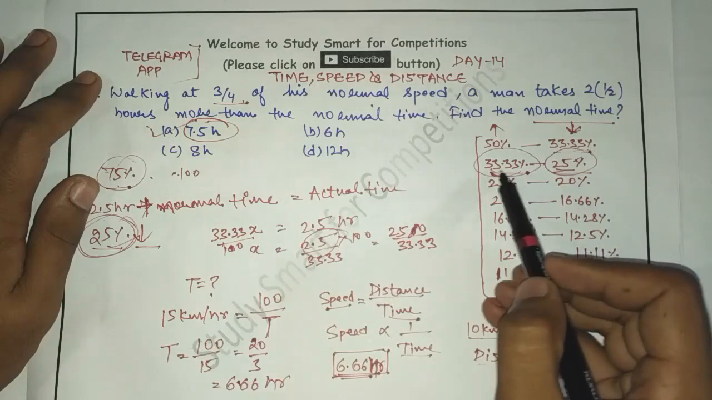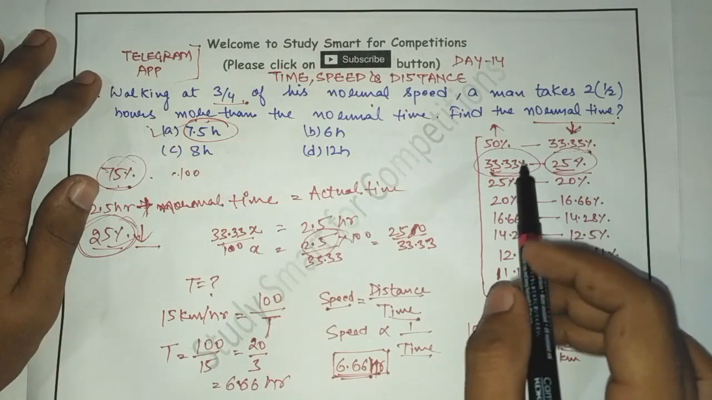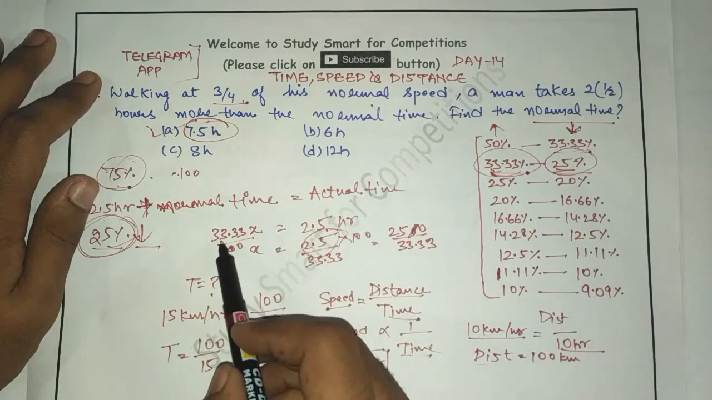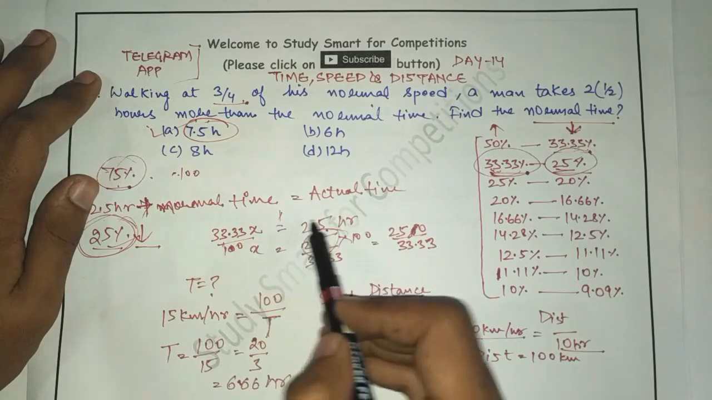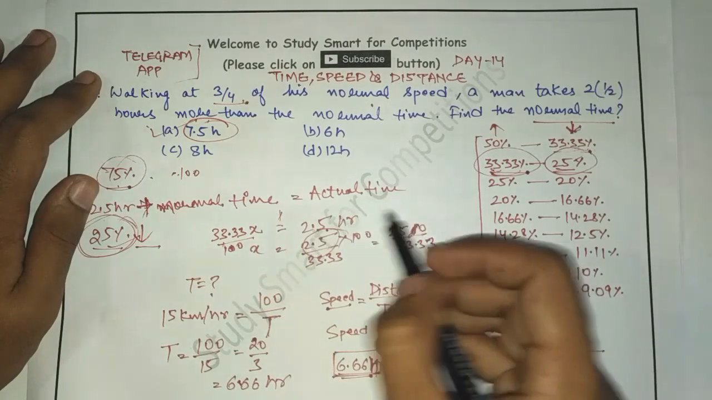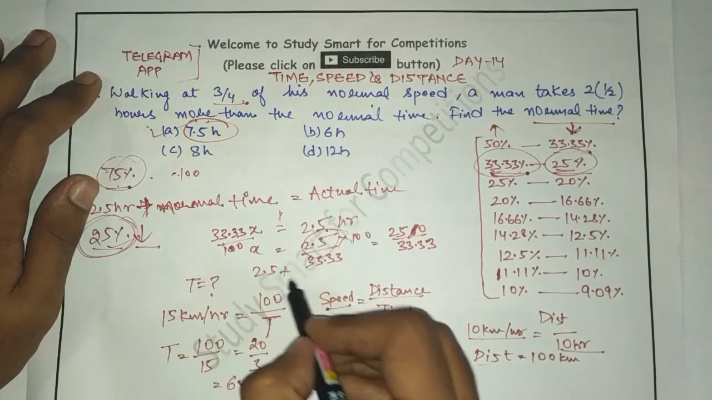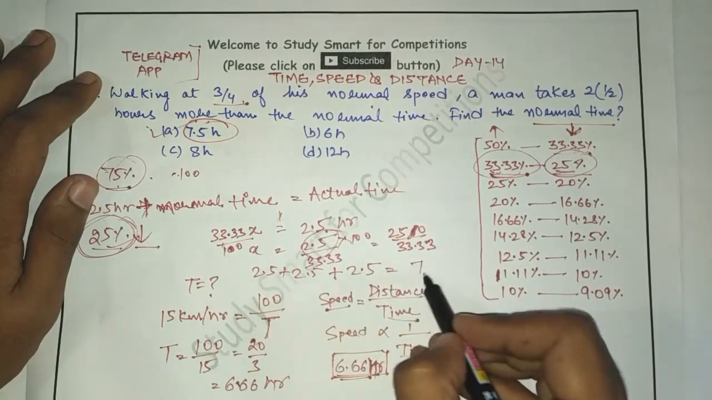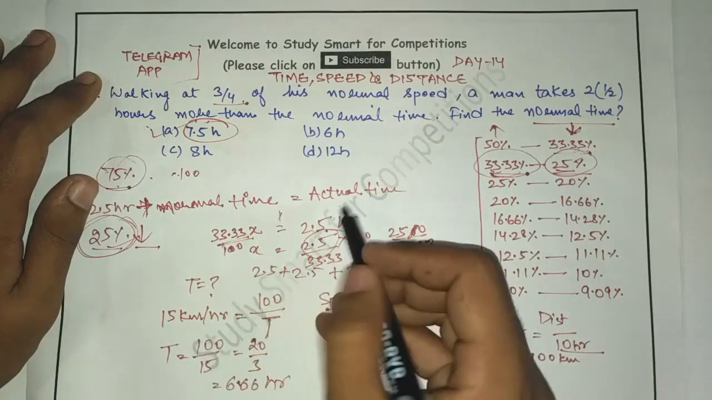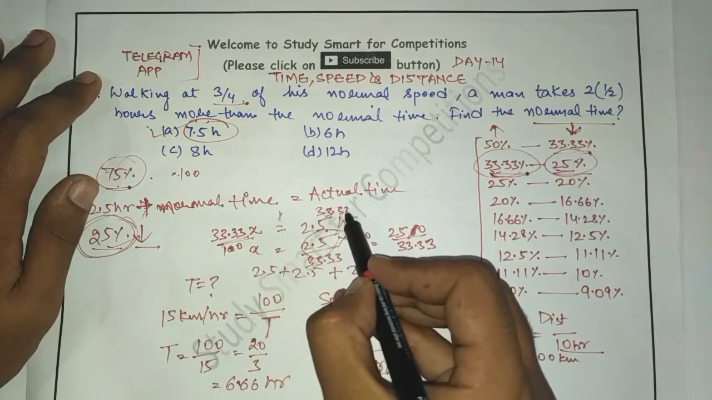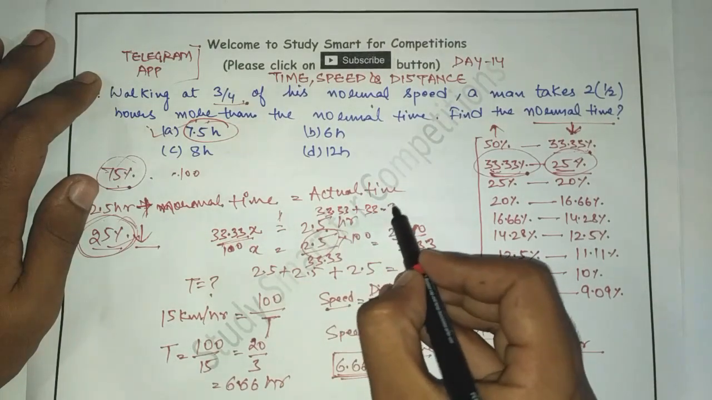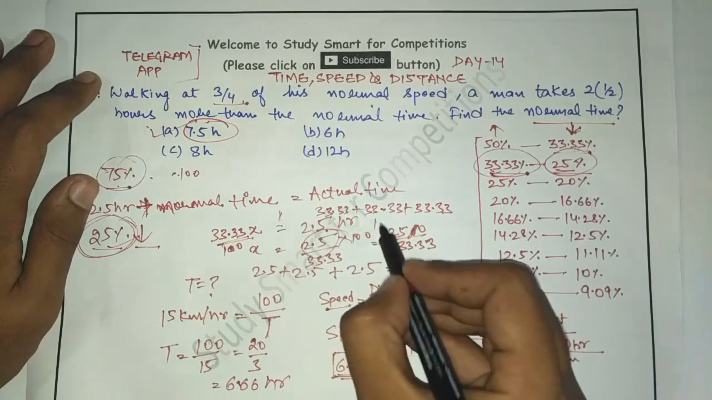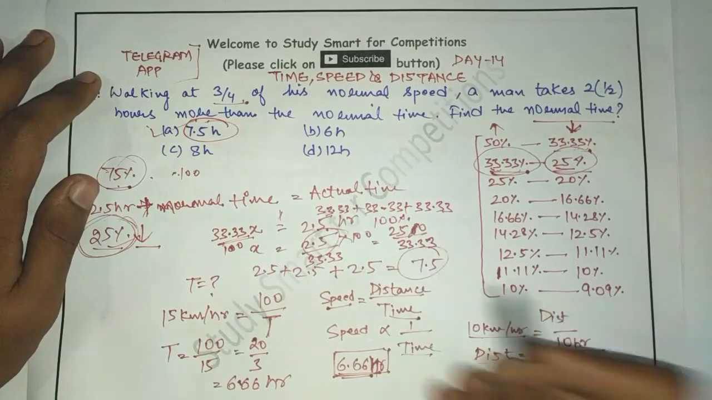your time has increased by 33.33, and if 33.33 is equal to 2.5, then 1 would be 2.5 plus 2.5 plus 2.5, and it is equal to 7.5, because you know that 33.33 plus 33.33 plus 33.33 is 100. So your answer is 7.5.